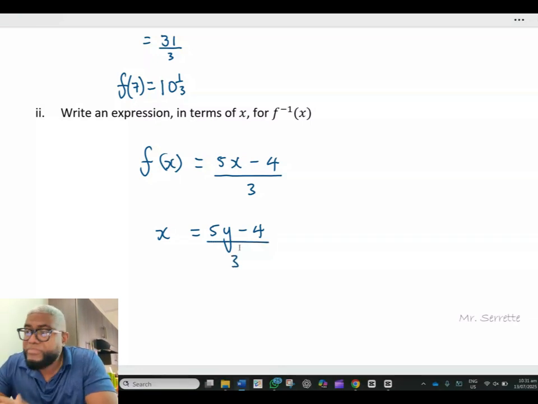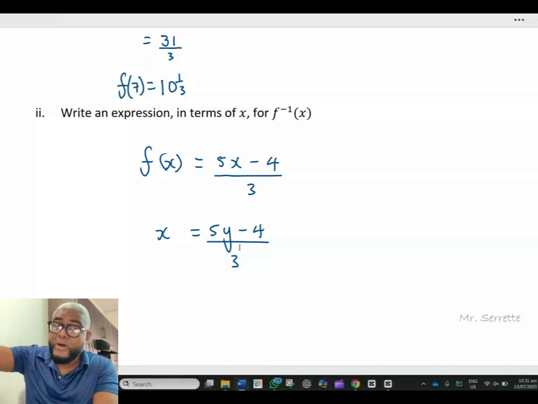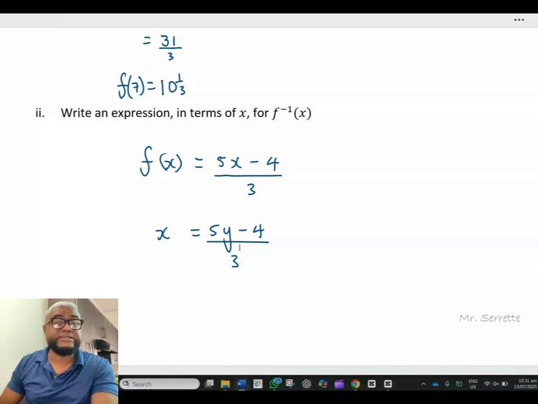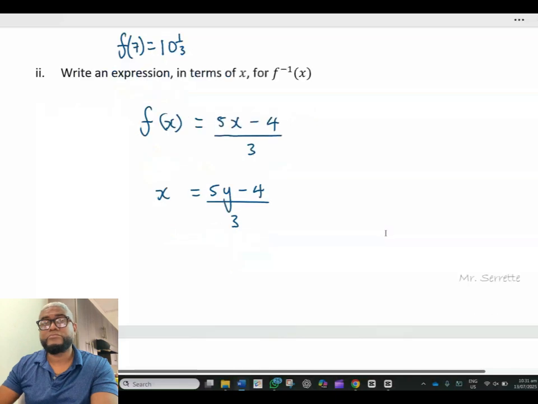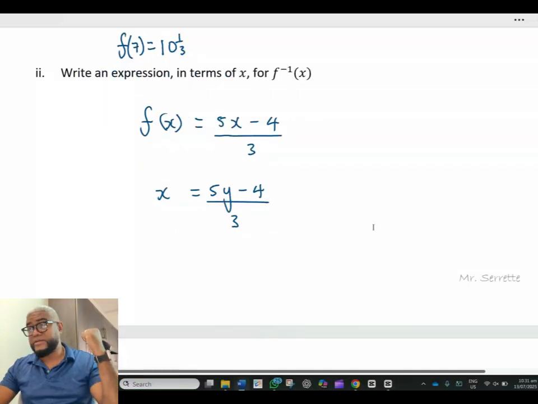Anybody who doesn't understand what I did here, please ask a question. This is step 1. So anytime you find that inverse, this will always be step 1. This is always step 1. Look at your book and tell me what's step 2. What I need to do now? Make y the subject. Make y the subject, right?